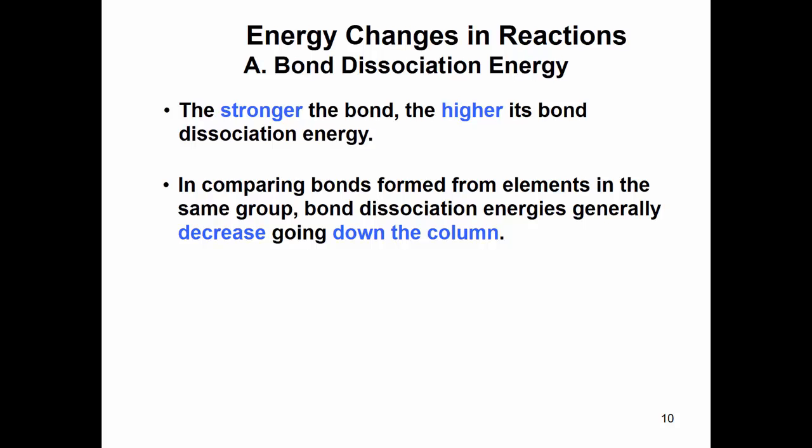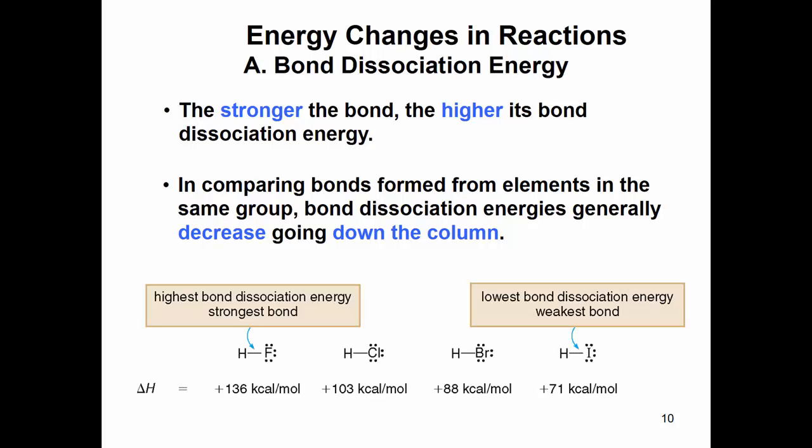When you compare bonds from elements in the same group, bond dissociation energies generally decrease as you go down the column. If you look here, we have an HF bond, HCl, HBr, HI. If you look at your periodic table, you're starting up top right, fluorine's our most electronegative atom, and then you're going down. As you go down the column, the BDE is decreasing.